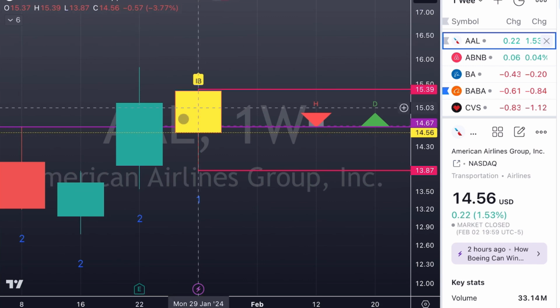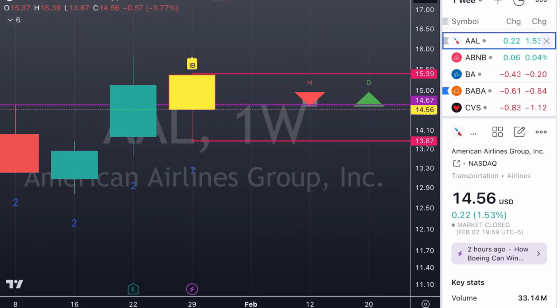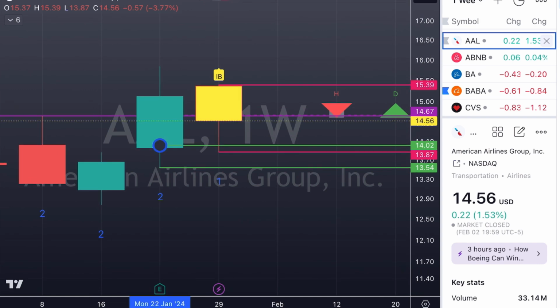The first one we've got on the list is the inside bar on American Airlines. I always love the inside bars. If you're new to trading, if you're struggling with trading, the inside bar is what I tell people to concentrate on, what I tell people to look for, because to me, it's the easiest to play.